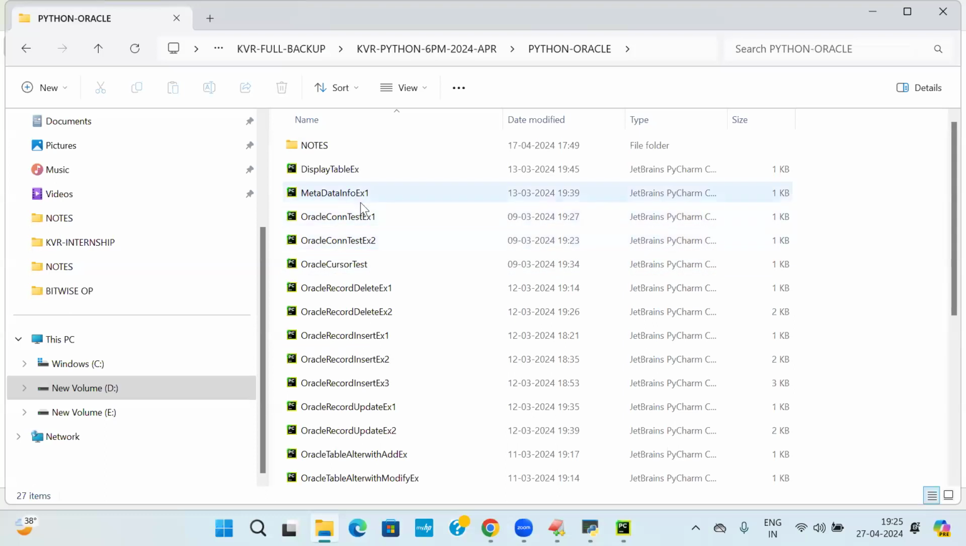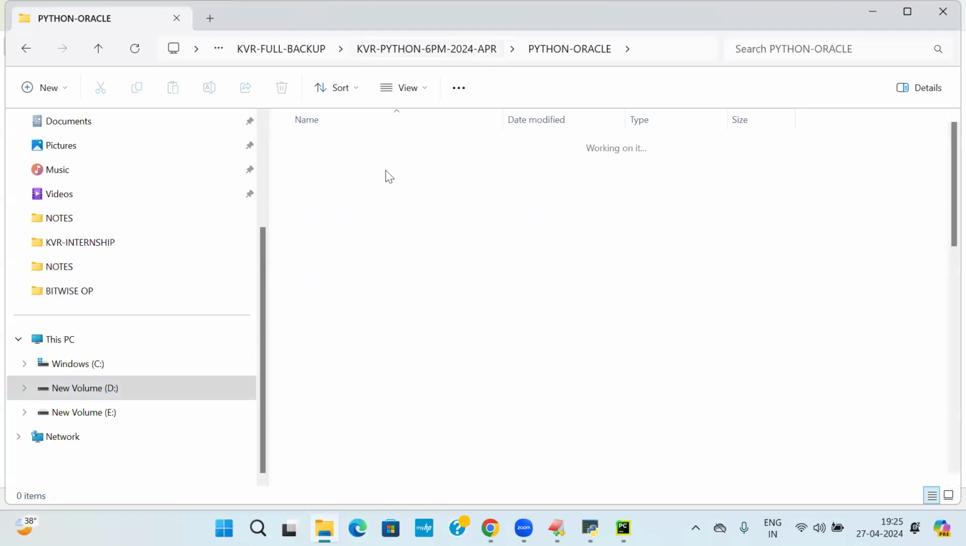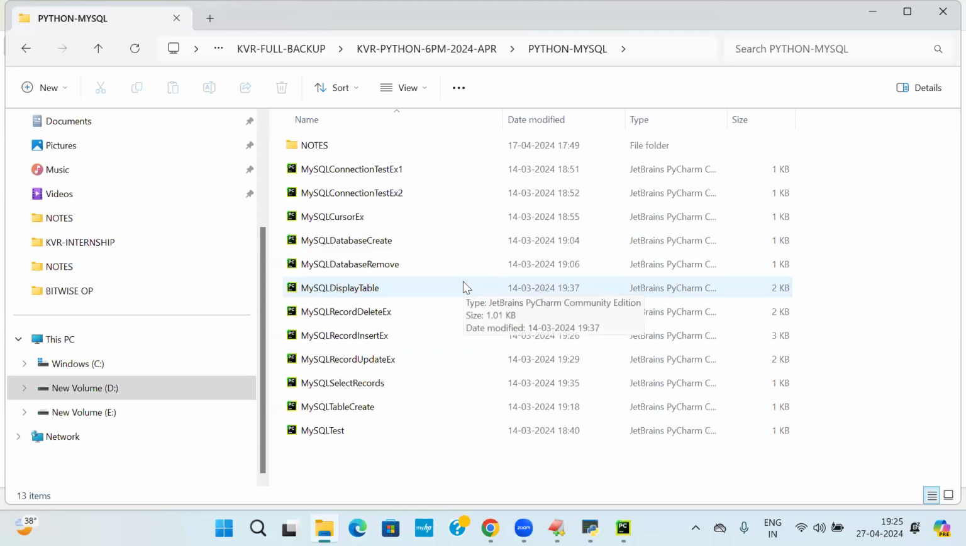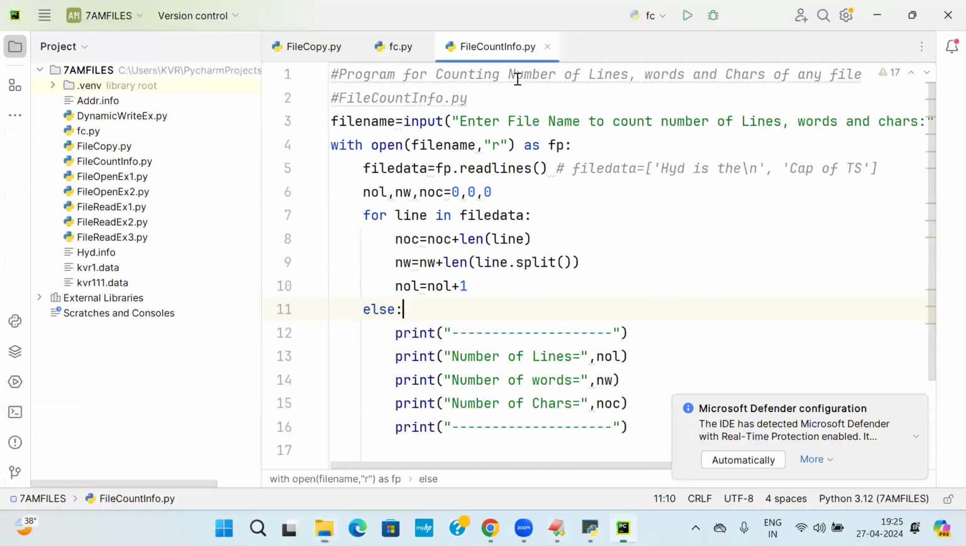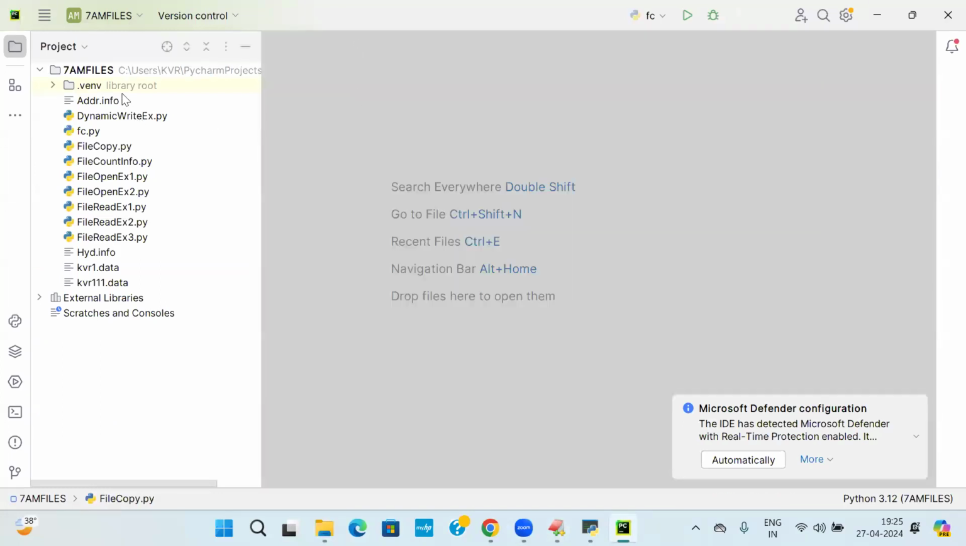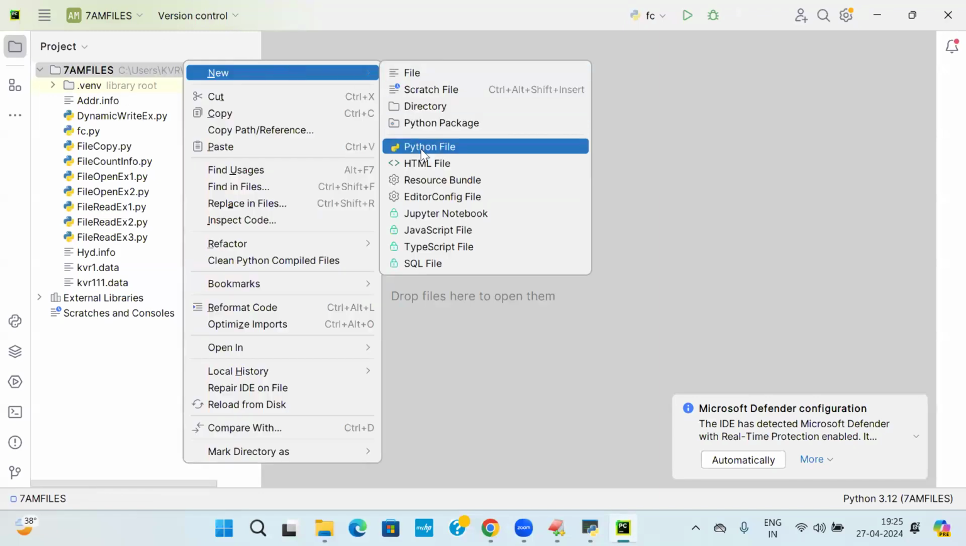See how many examples there are here. Number of examples I'm dealing with. Not only that, I'm dealing with what? Python with MySQL also I'm going to explain. All these are called examples. Here I'm going to take up, here I'm writing. See here, one small example I'm showing.